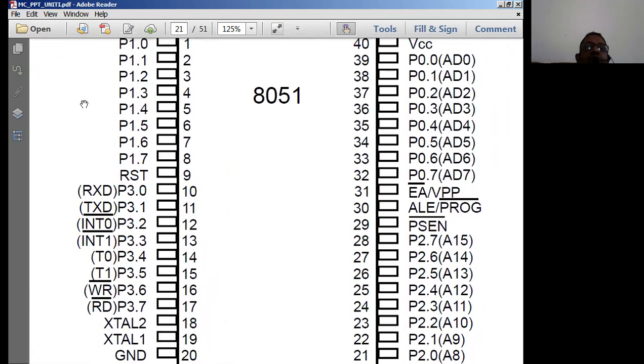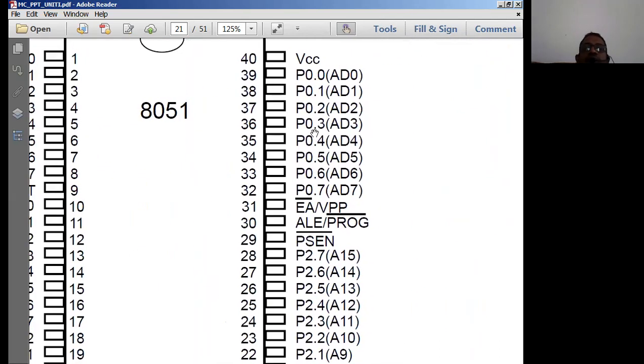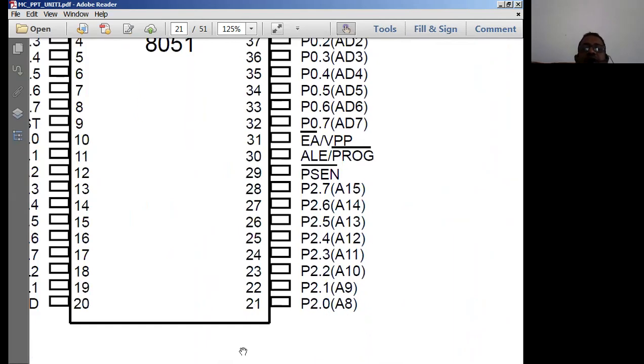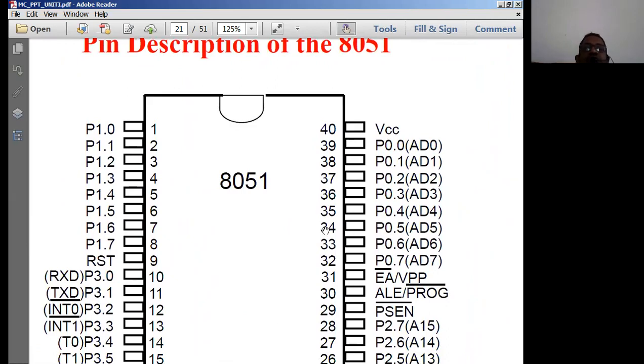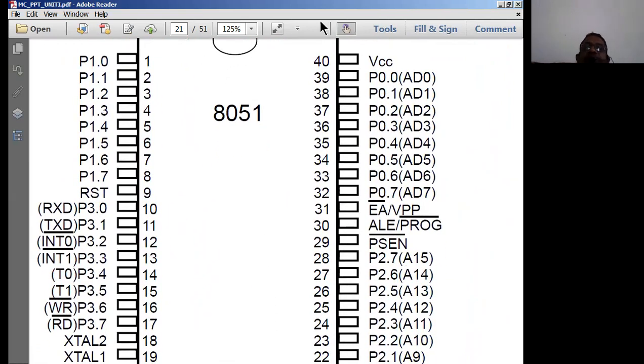For input output, and for transferring parallel data from the 8051 to an external device, we use port 0. And port 2, as you mentioned here, is normally used to carry the higher order address lines. So these are the various pins we have on the 8051 microcontroller, which is basically a dual inline 40 pin IC.